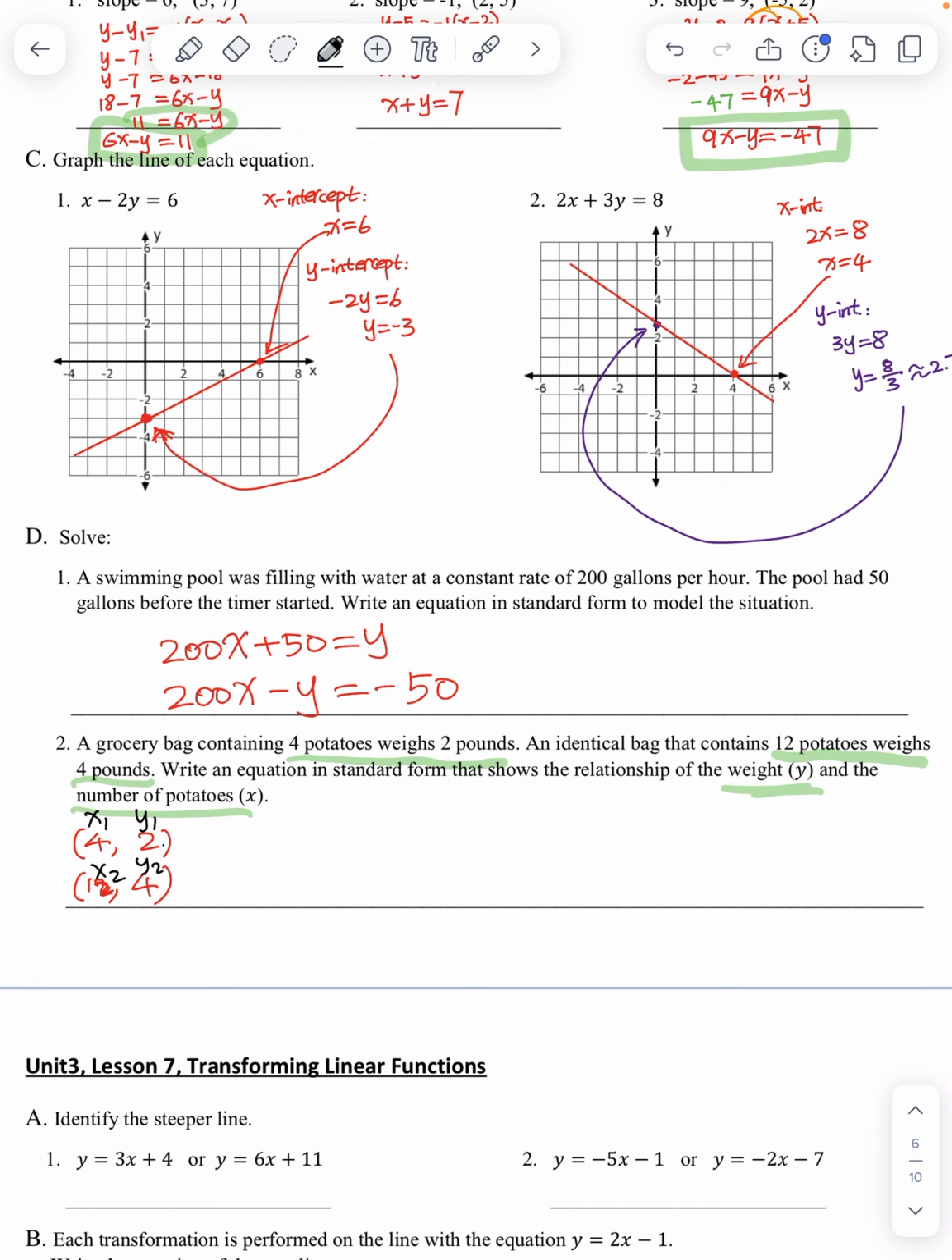Okay, from 2 to 4, the y adds 2. The x changes from 4 to 12, you add 8, right? So the slope is the change of y, which is 2, all over change of x, which is 8. After I simplify it, it is 1 over 4. Yeah?